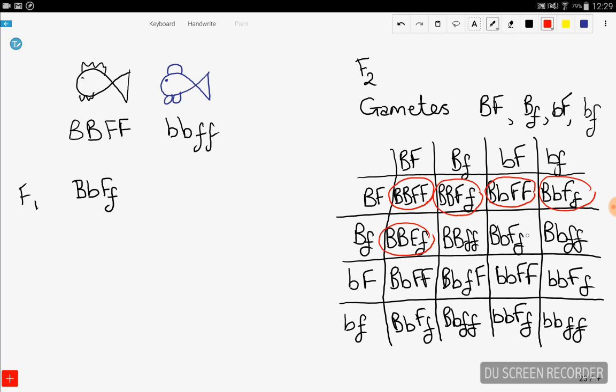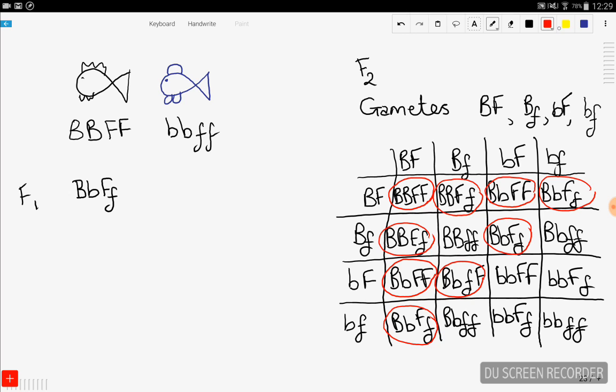So we're going to go through and look for all of those that have at least one big B and at least one big F. Right, okay, there's that one. And the next one. Okay, none of the others have a big B and a big F.